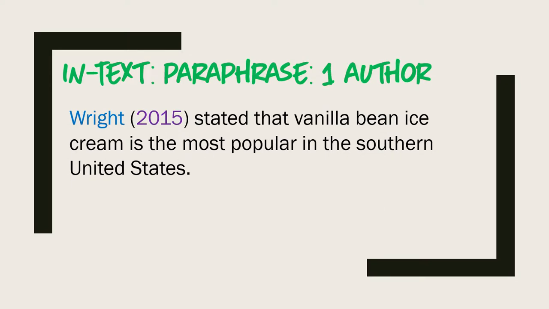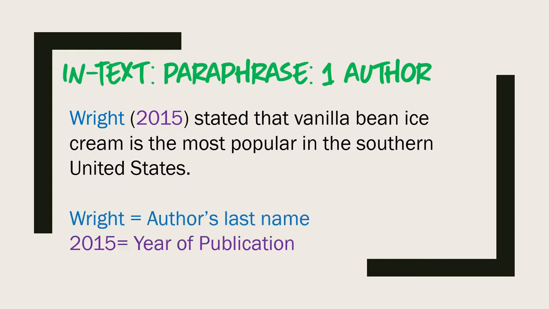One way to write the citation is to include it in the sentence. For example, Wright, 2015, stated that vanilla bean ice cream is the most popular flavor in the southern United States. Side note, all of these citations in this video are completely made up. I have no idea what the most popular ice cream is.